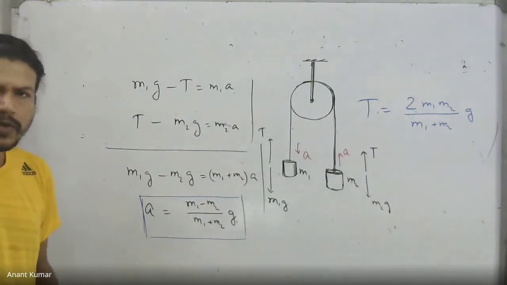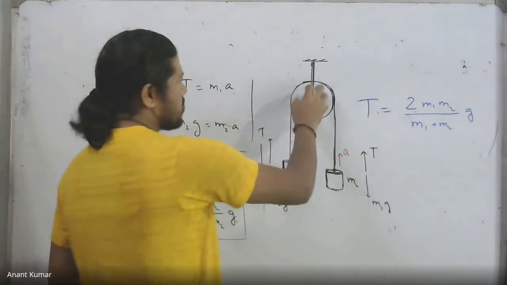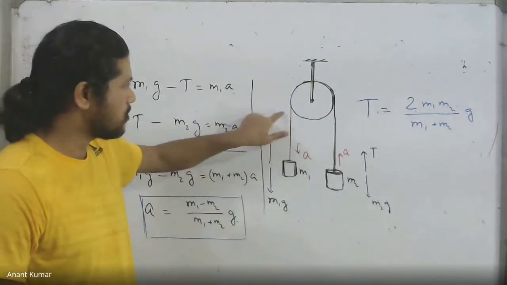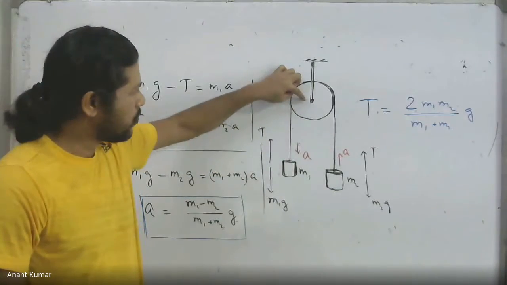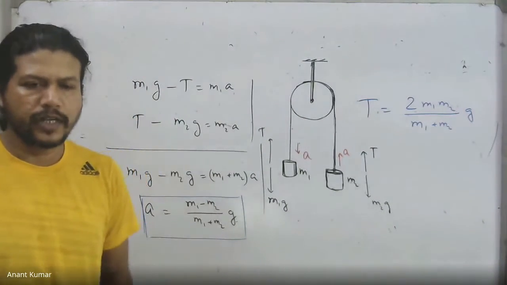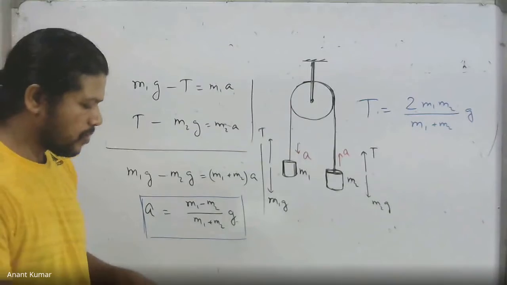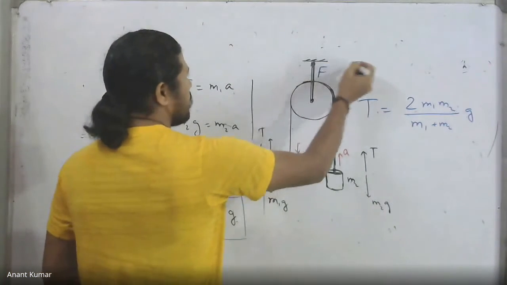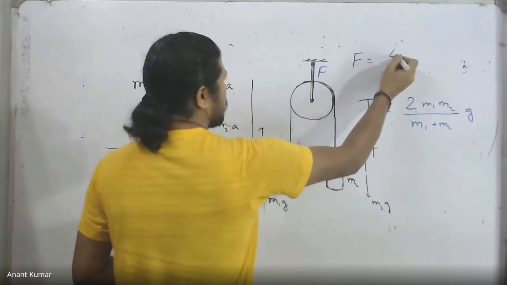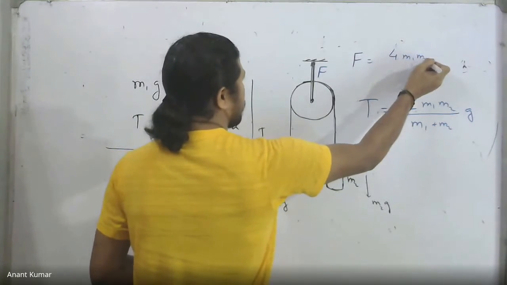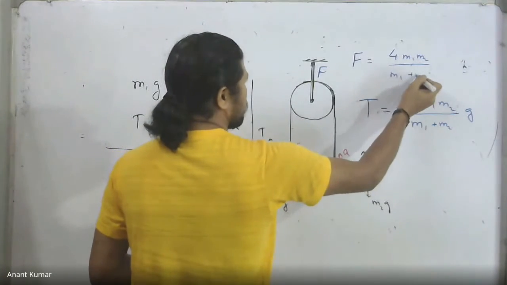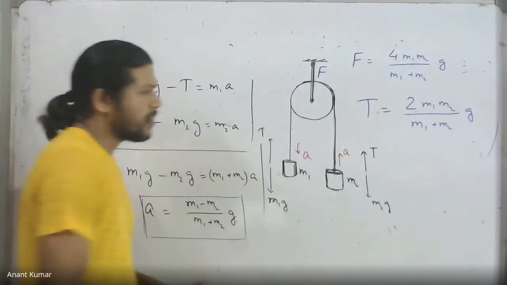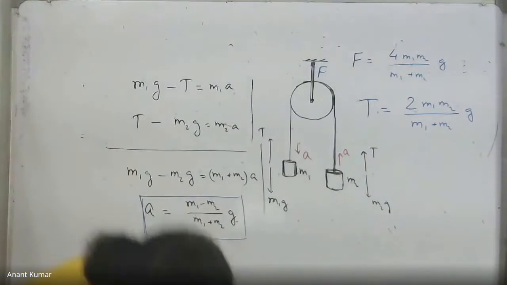Because this pulley is supposed to be massless, net force has to be 0. It is being pulled downwards by these two tensions, so the force from the support must balance both the tensions. Therefore, the force which the support exerts on the ceiling over here, that F, turns out to be 4 times m1 m2 by m1 plus m2 into g. This is a very useful thing, by the way.